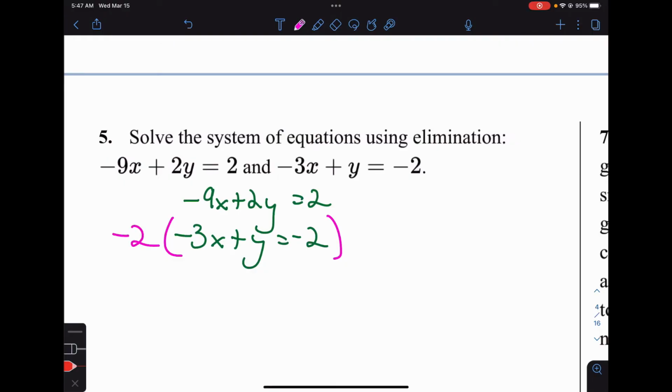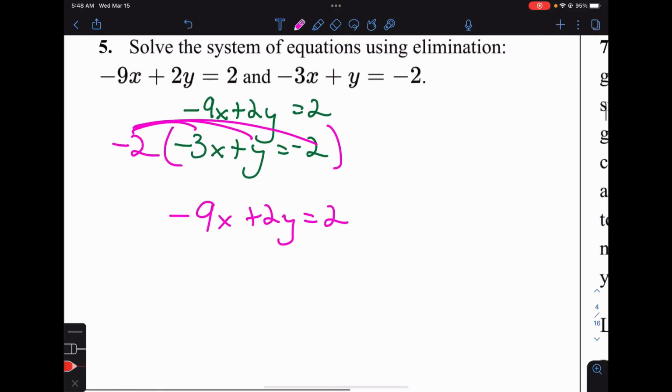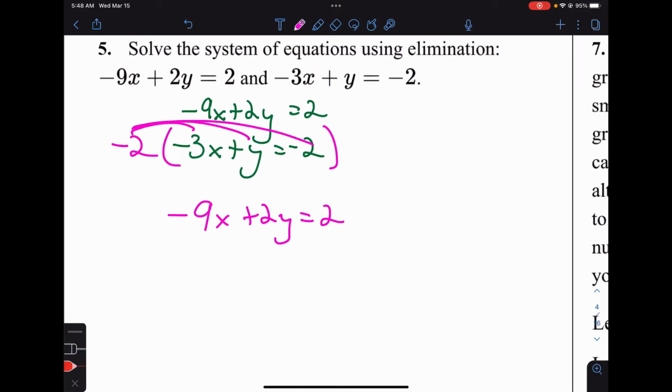The reason I chose to do that is when I distribute this to my second equation, this term here is going to become a minus 2y, so it'll cancel with this term here. All right, so I'm going to go ahead and rewrite my minus 9x plus 2y equals 2. And then I'm going to go ahead and distribute this. Think about what you get when you distribute this negative 2. You should get positive 6x minus 2y equals positive 4.